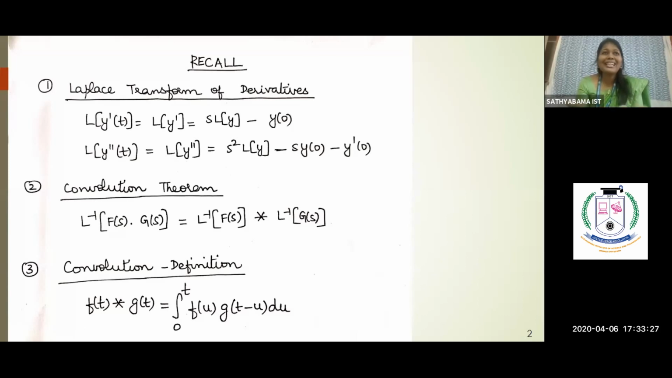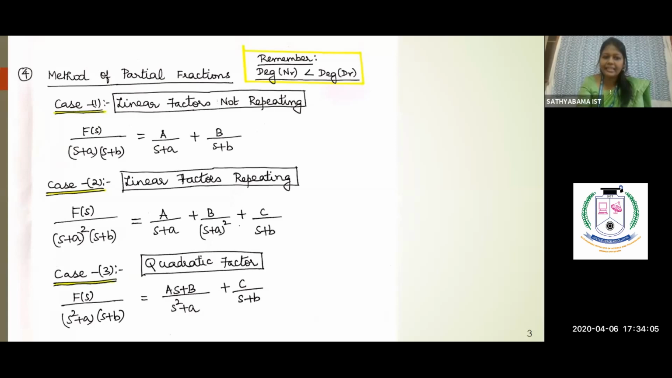Now the third thing that you have to know is the definition for convolution. Now convolution, just like any other operator, is basically an operator which operates on two functions. Just like how you have addition, subtraction, which operate on numbers. This is also basically an operation which operates on two functions. So f of t convolution g of t is defined as integral 0 to t f of u g of t minus u du. So what is f of t convolution g of t? It is integral 0 to t f of u g of t minus u du. I want you to remember all of them.